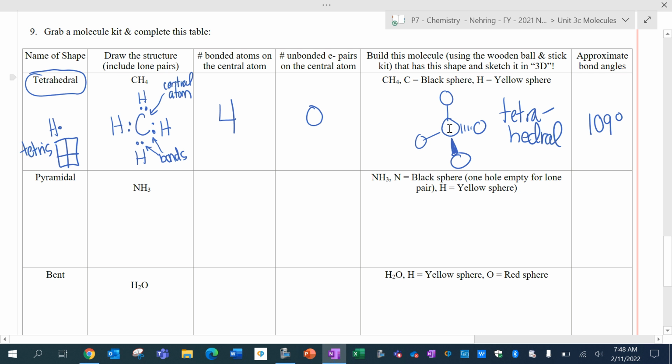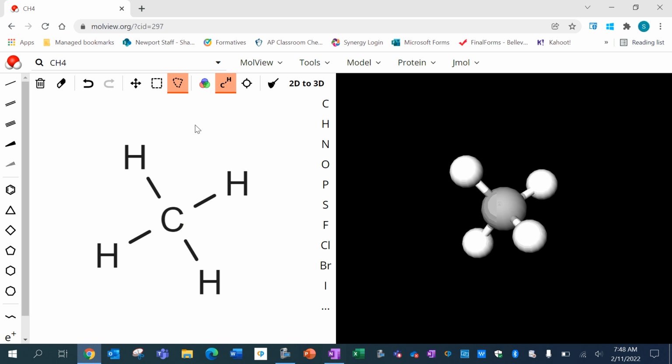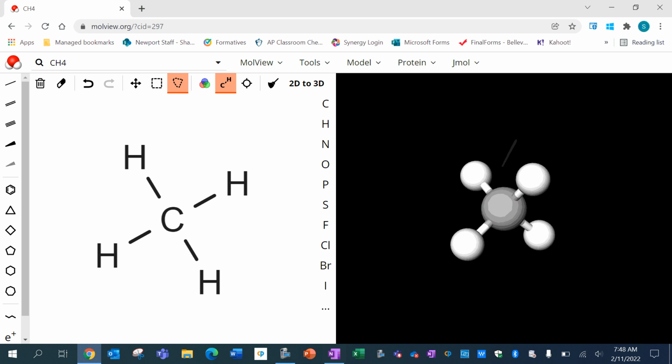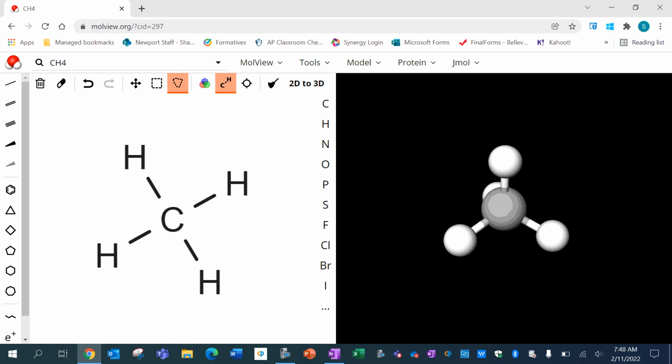And since I can't show the model kits right now in the video, I can go over and show you what this looks like in MolView. So this is what that tetrahedral shape looks like. So there you go. That's tetrahedral.